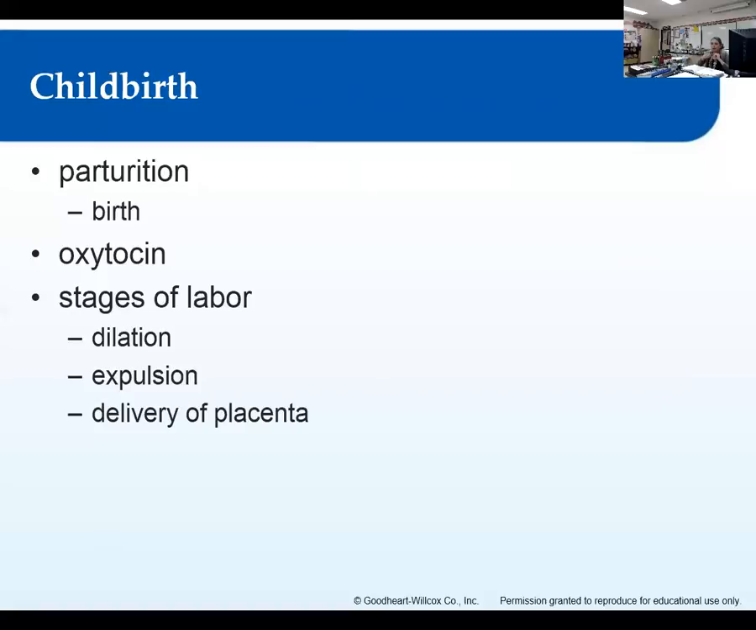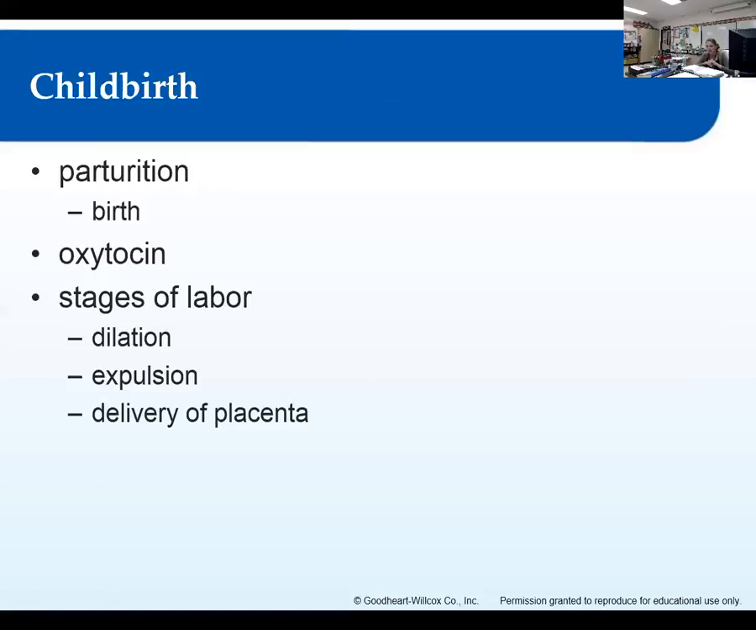I'm going to read under childbirth. It says childbirth is also called parturition. Normally occurs 38 to 42 weeks after the first day of the last menstrual period. Toward the end of gestation, high levels of estrogen and progesterone cause the uterine muscle cells to become more sensitive to oxytocin. We talked about oxytocin in the endocrine chapter, a hormone that plays a key role in labor.